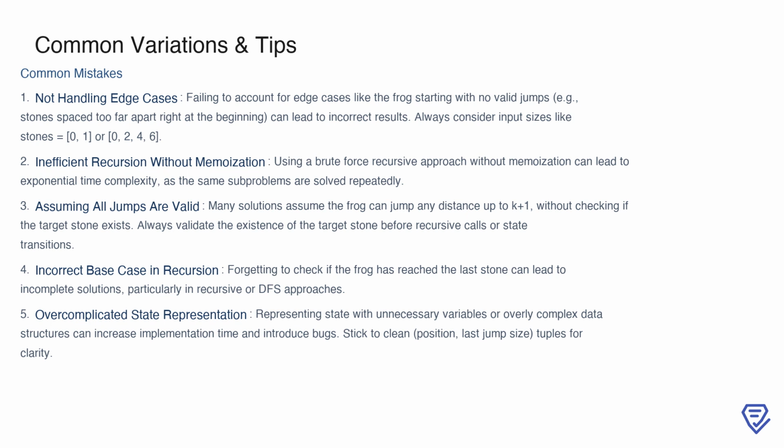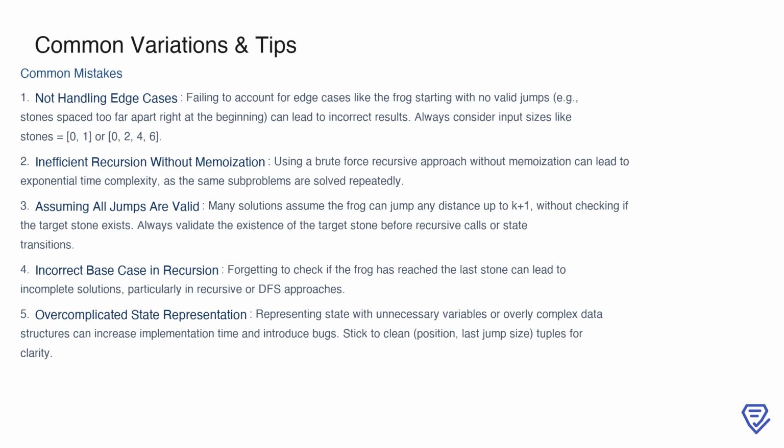Next, relying on an inefficient recursive solution without memoization can lead to exponential time complexity since the same subproblems are solved repeatedly. This is not scalable, especially for larger inputs. Another mistake is assuming that all jumps up to k+1 are valid without verifying the presence of the target stone. Every jump must be validated to ensure the frog can land on an actual stone.